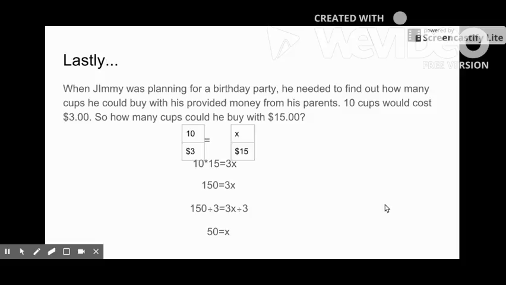Then we start cross multiplying, having 10 times 15 equals 3 times x. Then we do the simplifying. We do 10 times 15 equals 150, and we go to the next side. And we divide both sides by 3, so we can get the x by itself. So 150 divided by 3 is 50, which is how many cups you'll be able to buy.